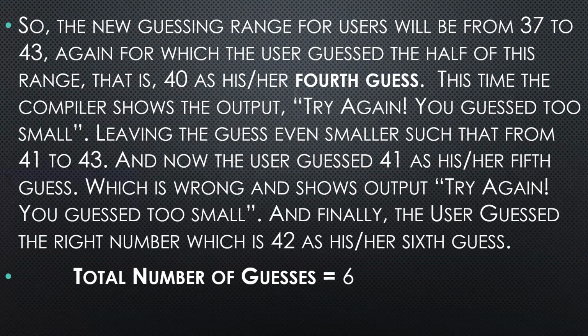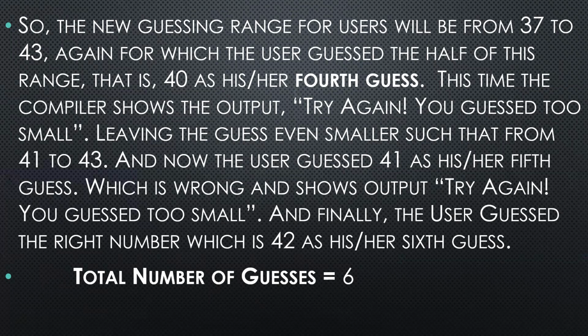Again he will guess the half of the range, which is 40, in his fourth guess. This time the compiler shows the output "try again, you guess too small." So 40 is smaller than 42, so it shows too small. Now the user gets to know that his number is between 40 and 43. Now he guesses a value of 41 in the fifth attempt.